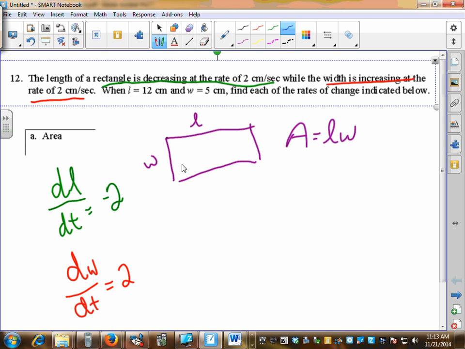Both length and width are changing, so we're going to have to do implicit differentiation for both variables. And that means we'll have to use what rule? The product rule. Okay, so get us started, Erica. dA over dt, and how do you do the product rule? It's going to be what? First times the derivative of the second plus second times the derivative of the first.